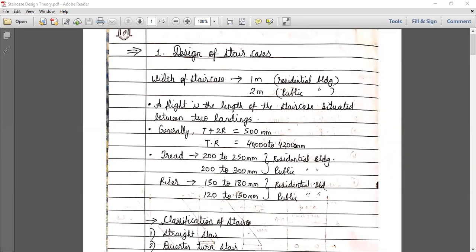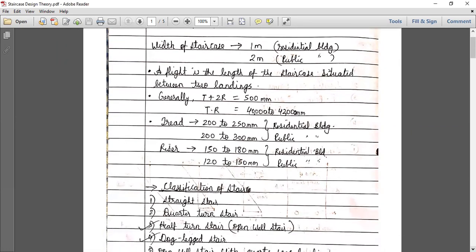And let us see the riser. For the riser, the dimensions should be between 150 to 180 mm for a residential building, and for public buildings it should be between 120 to 150 mm. So these are nothing but the guidelines for the dimensions of the components of the staircase. Now let us see the classification of staircase.